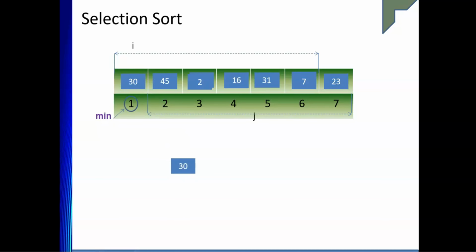So I consider the first element to be the minimum. Now I start comparing the next element. That comes from the J. So now, is it less than 30? No. What we do is that we don't do anything.